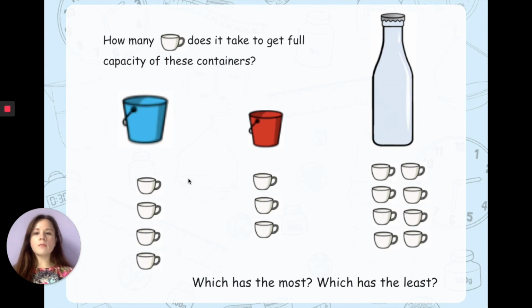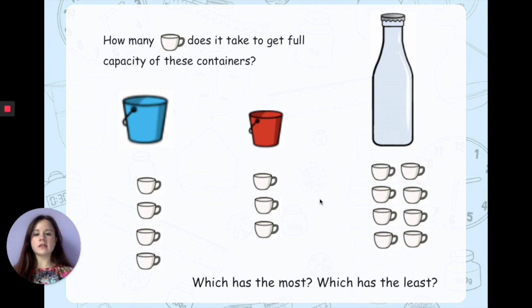So how many white little mugs does it take to get full capacity with these containers? We need to add 4 mugs of water or sand into the blue cup for it to be full. We need to add 3 white mugs of water or sand or rice into the little red bucket to make it full. We need to add 1, 2, 3, 4, 5, 6, 7, 8 little white mugs to fill the bottle. Okay, so which has the biggest capacity?